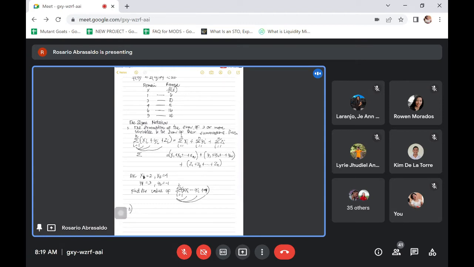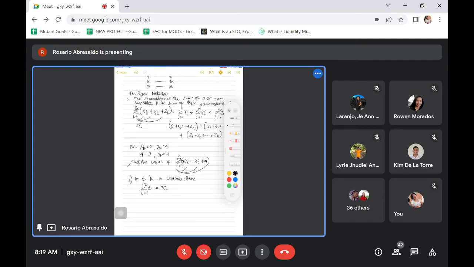Given n, if C is a constant, then the formula for the summation of a constant C where i is from 1 to n is n, the value of n times the constant C. So based on this, we can solve the example.